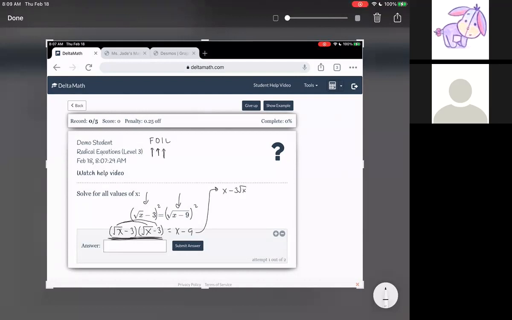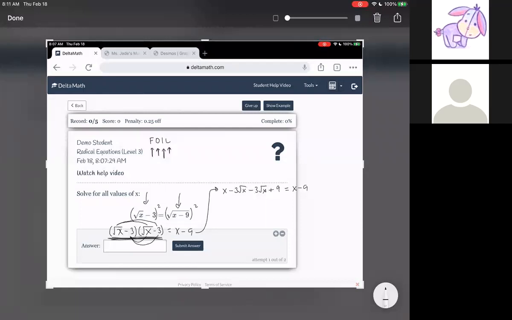The I in FOIL stands for inner. So we're going to multiply the negative 3 times the square root of x. So another minus 3 root x. And then the L in FOIL stands for last. So you're going to do the negative 3 times the negative 3. So that gives us a plus 9. And then all of this will equal x minus 9 so far. All right, before I continue, are there any questions?